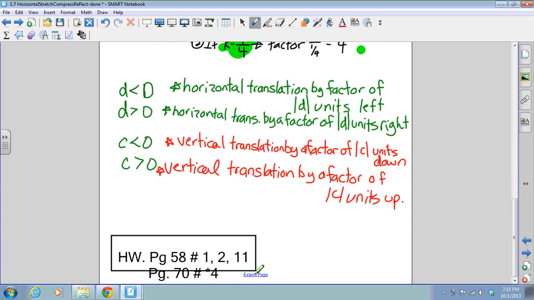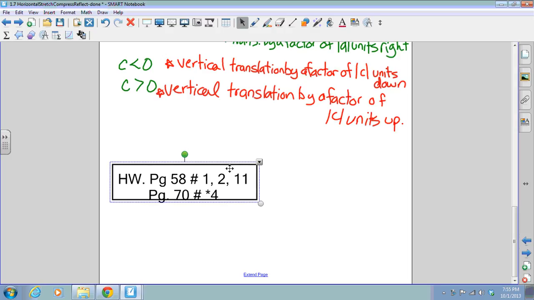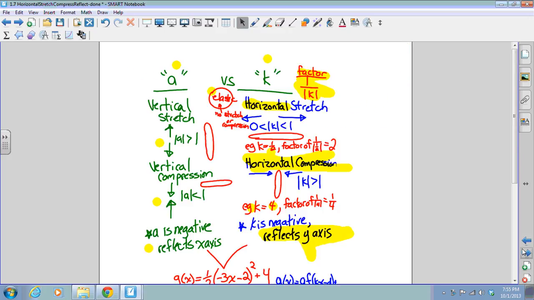Here is our homework. However, I will just go back over and review the difference between the K and the A, just to make sure you've got a better understanding now that we've gone through it in class. So let's just quickly review this. When you're dealing with A, that deals with your stretch or compression in the vertical sense.